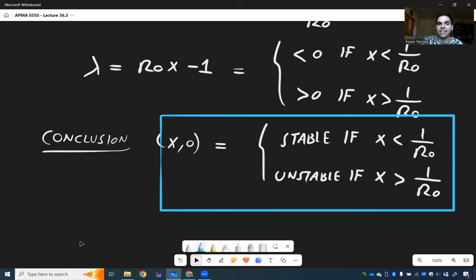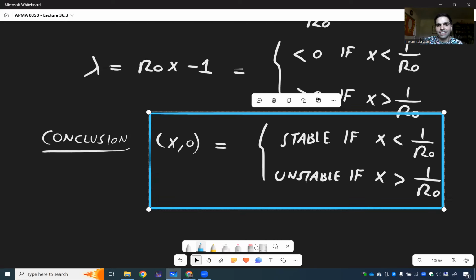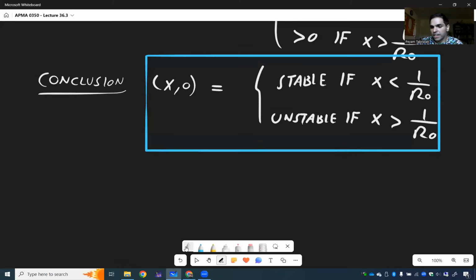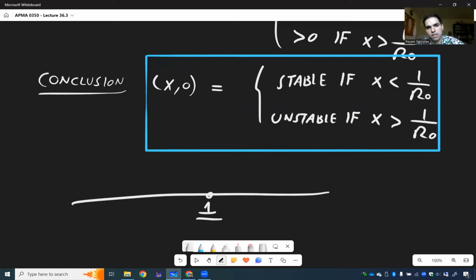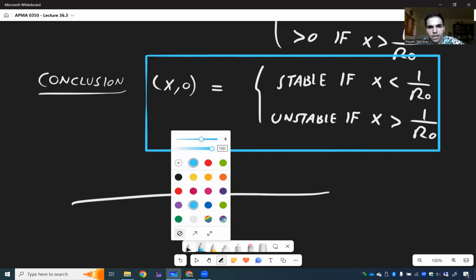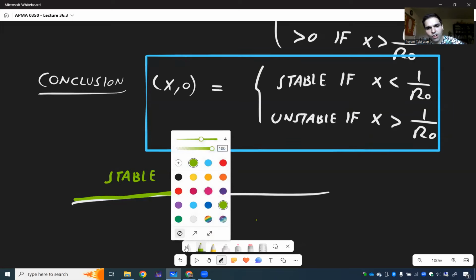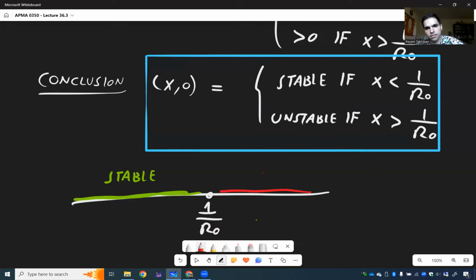Very good. And now we can analyze this a little bit. Again, if you want to draw a little picture, this is 1 over r naught. And really, to the left of 1 over r naught, things are stable. And to the right of 1 over r naught, things are unstable.